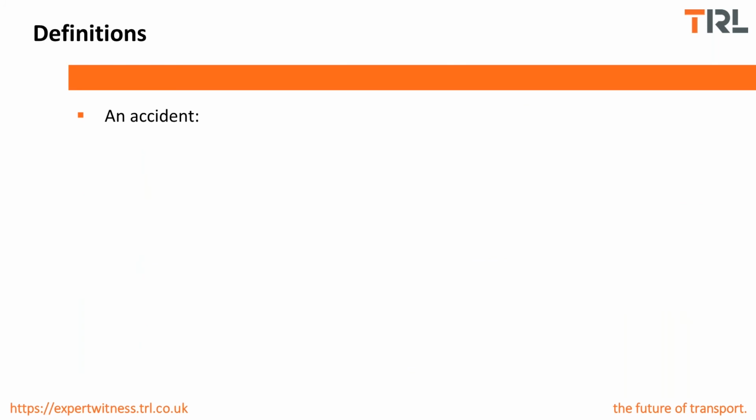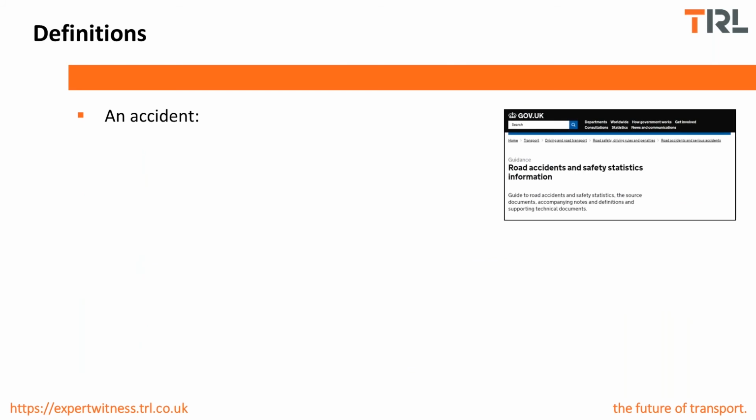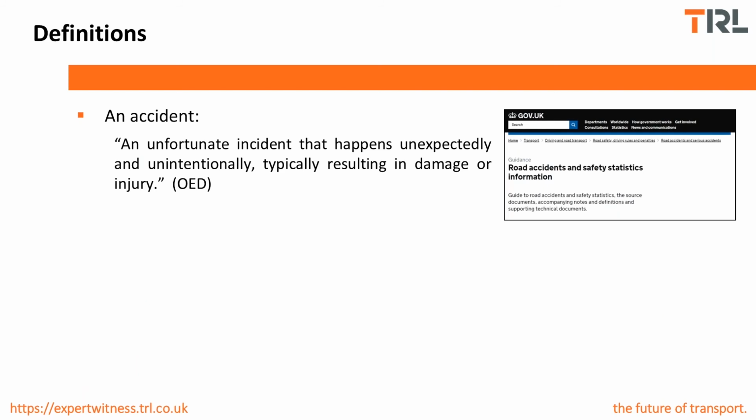So starting with some definitions, road crashes are often referred to as accidents, and indeed the government publishes what it refers to as accident data. The Oxford English Dictionary defines an accident as an unfortunate incident that happens unexpectedly and unintentionally, typically resulting in damage or injury. In the context of road usage, we may argue that the concept of fortune should not be included as a factor because road crashes always have a cause.